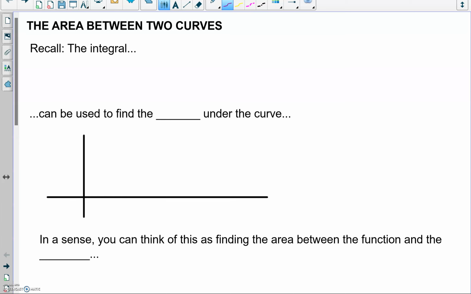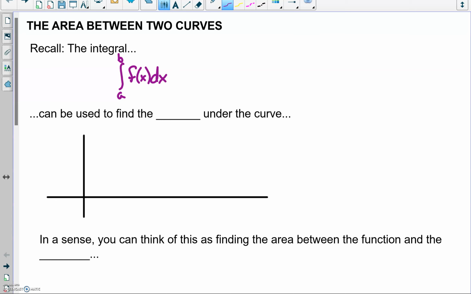The area between two curves. In this video, I'm going to show how to use the integral to find the area between two curves. And if you recall, the integral itself is defined as this here, where you've got the a to b, and then f of x dx.